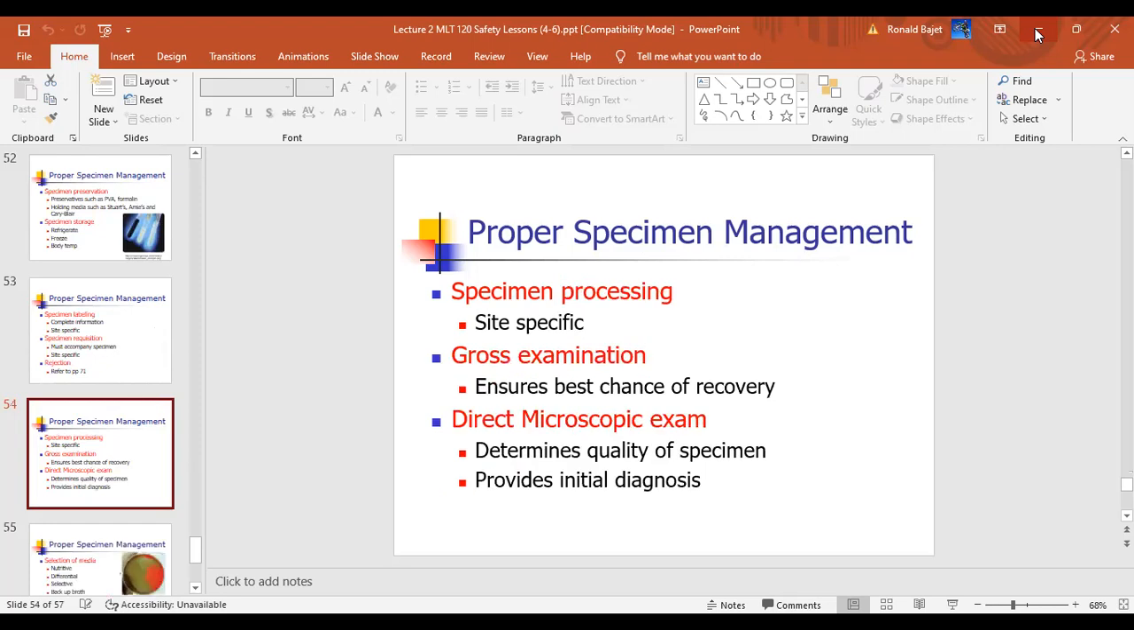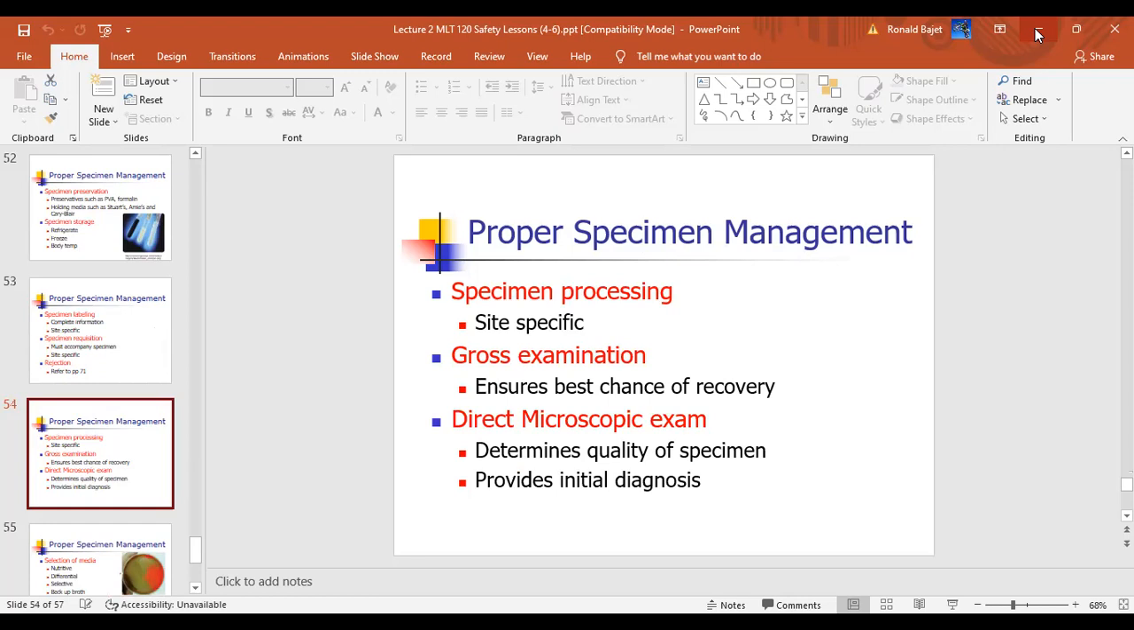Specimen processing is site specific. Make sure that the paperwork and the specimen container correspond. You do a gross examination, which ensures the best chance for recovery. Like with urine specimens, you want to make sure you note whether it's yellow or cloudy, so you have the correct observation. Direct microscopic exam determines the quality of the specimen.